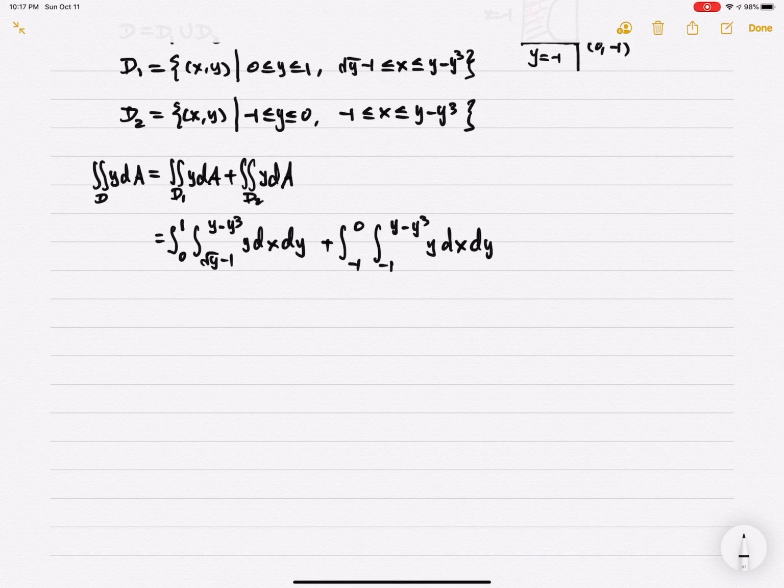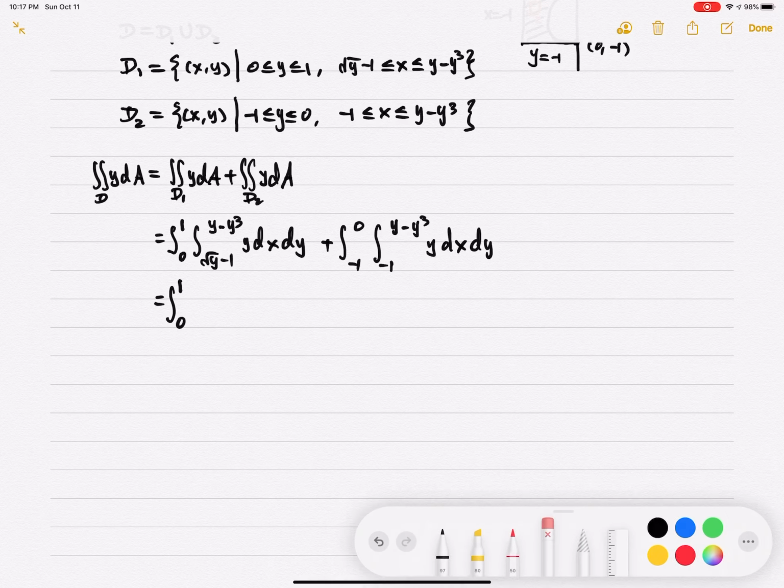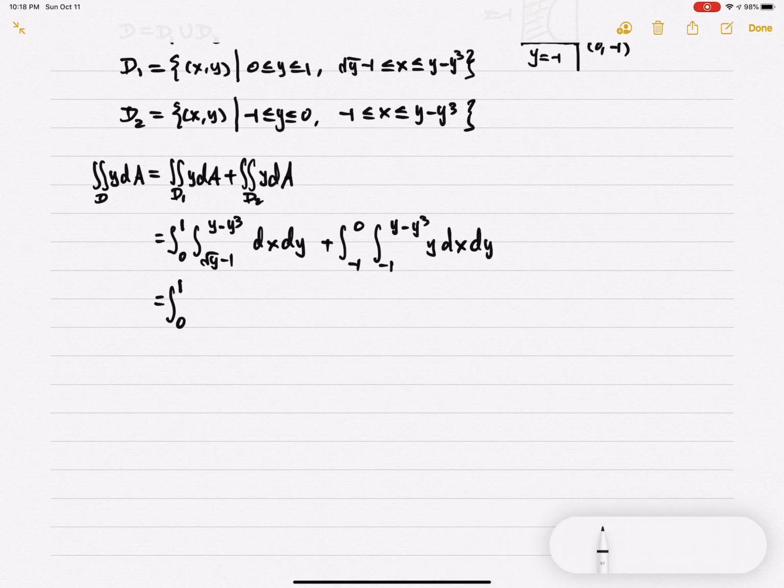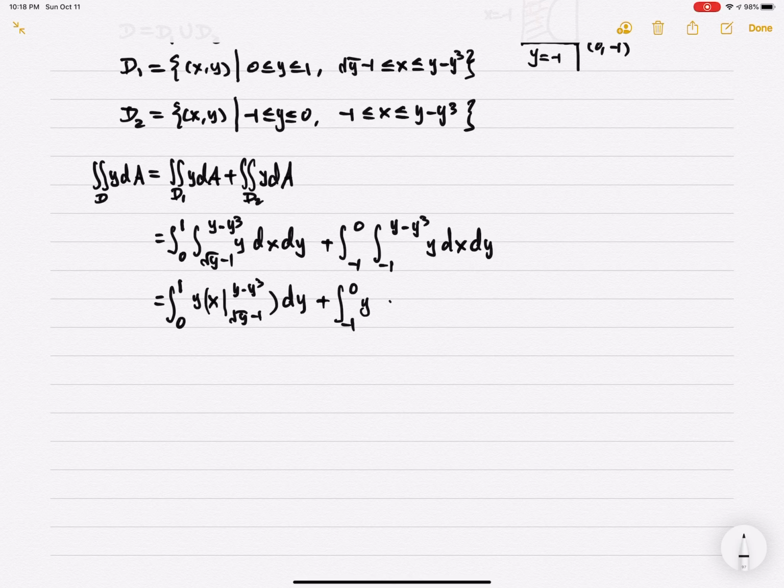Okay, so now we can integrate each one of them. Here, this is 0 to 1. With respect to x, y is just like a constant, so we pull it out. The antiderivative of x is x, then we plug in y minus y to the third and root y minus 1, then dy. Same thing here, -1 to 0, y moves out, x, plug in y minus y to the third and -1, dy.